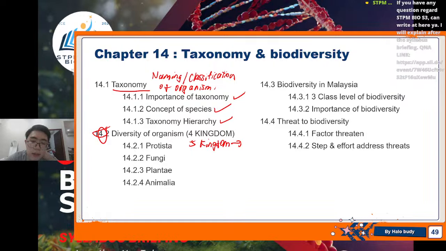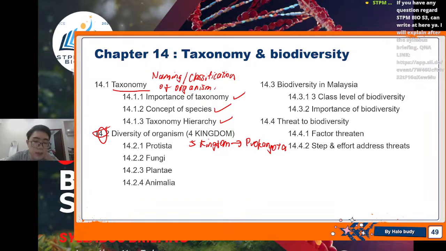Another kingdom is called another kingdom. Why do we not learn it? Because it is under Prokaryote. Prokaryote actually is the scientific name under the kingdom system. But actually prokaryote is prokaryote lah. You already learned it in semester 1. So that's why in semester 3 you will not learn the kingdom prokaryote.